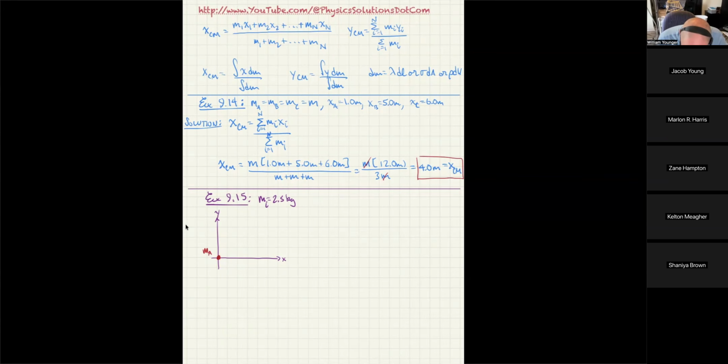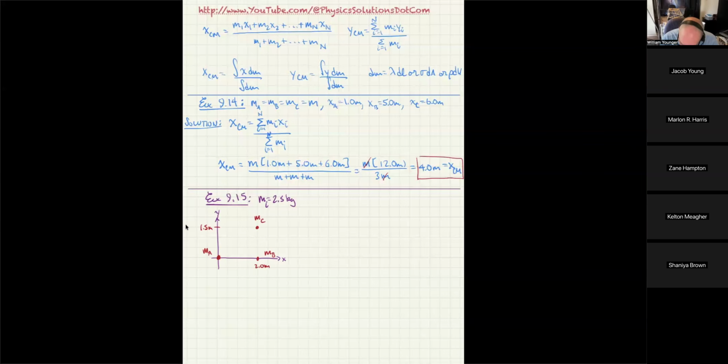Then I go over here 2 meters, which I'm going to say is roughly here. And that one's going to be M sub B. And then up here, 1.5 meters, yeah, that's 1.5 meters. There's going to be another mass, and this is M sub C, like that.